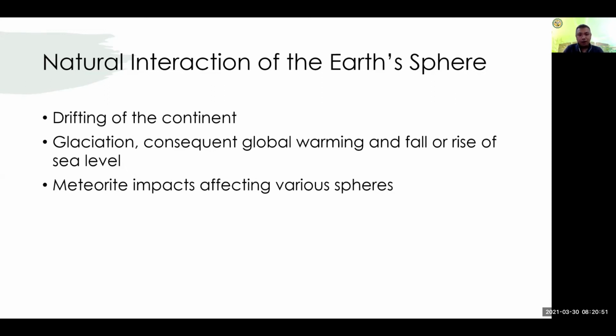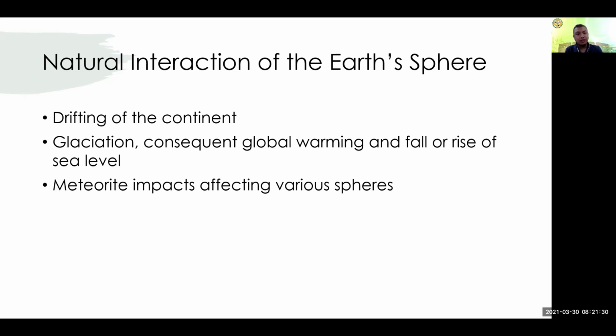However, due to the movement of the tectonic plates, this supercontinent was divided into 2. So we have 2 continents now. We have the Laurasia and the Gondwanaland. Later on, because every year our tectonic plate moves an inch, these 2 continents were further divided into the 7 continents that we have now. So that is the drifting of the continent. You can see here that the geosphere in particular is actually interacting with other spheres.